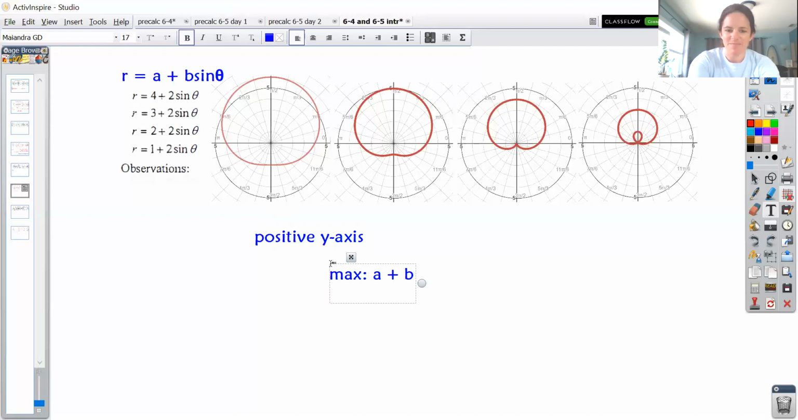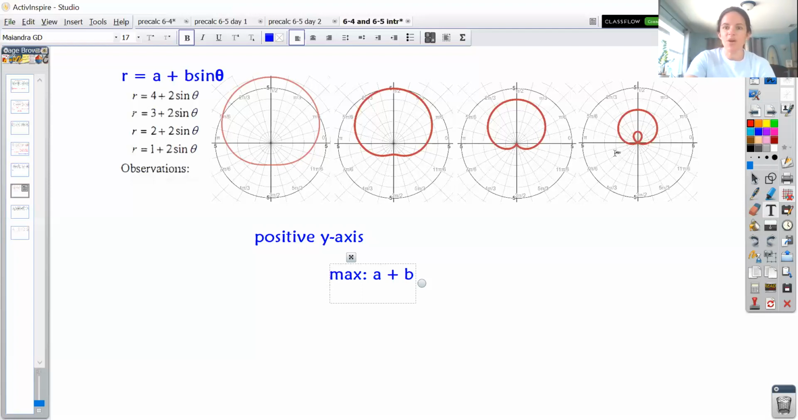Now let's look at the minimum. So the minimum here on the first one, it looks like it's a radius of 2, right? Now it's a y coordinate of -2, but we don't care about that. We care what the radius is. So the radius there is 2. The next one has a minimum radius of 1. The next one has a minimum radius of 0.